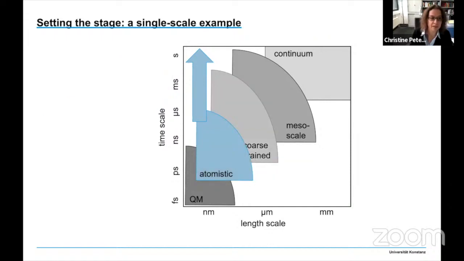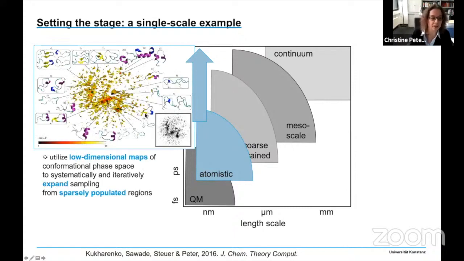But to begin, I will start with a single scale example just to set the stage. Something we did some time ago is that we were using low-dimensional representations of conformational phase space to expand how we sample said phase space.